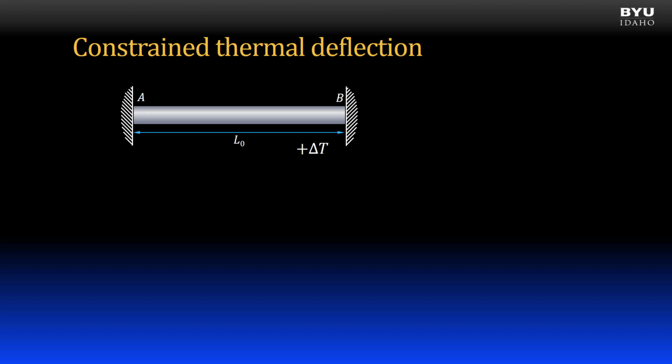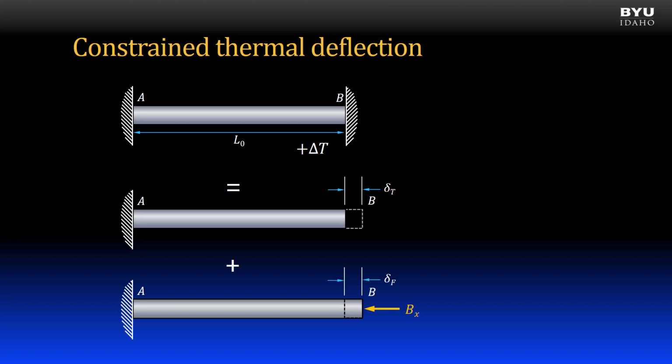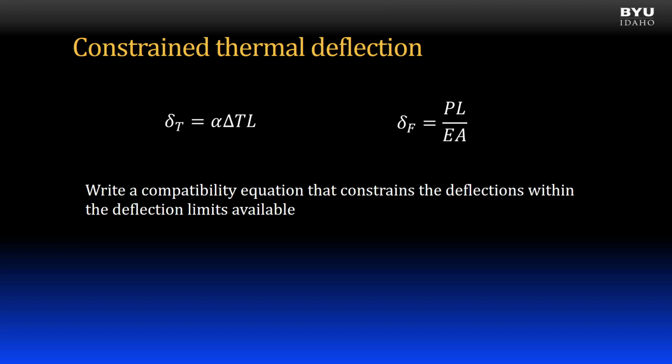Here's a constrained member which is subjected to an increase in internal temperature. The bar wants to grow in length by the amount delta T. However, support B prevents the thermal deflection. To keep the bar the same length, a reaction force is generated at support B that causes a force deflection sufficient to counteract the thermal deflection. In constrained thermal deflection problems, there are balancing thermal deflections and force deflections. To solve these problems, we write a compatibility equation that constrains the deflections within the deflection limits available.